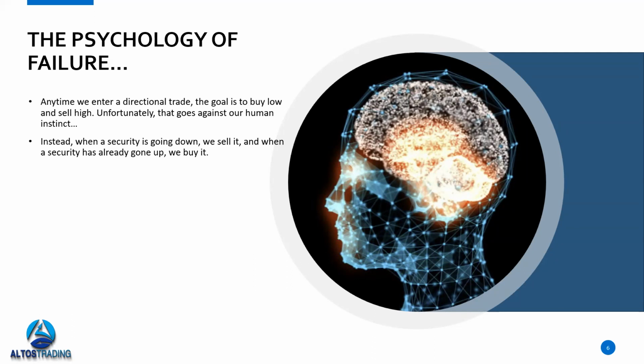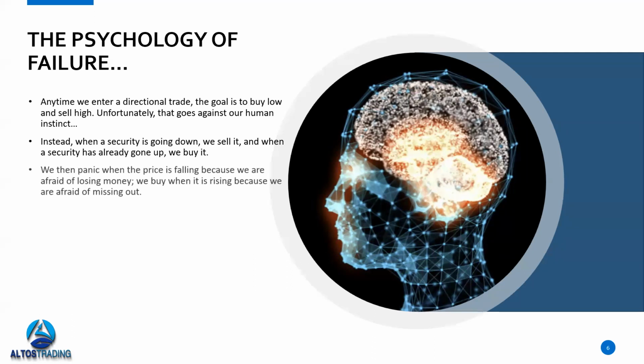And so we're either getting in too late or selling when it's really not appropriate. And so we panic, right? The typical human emotion when price is falling because we're afraid of losing money. We don't obviously want to lose money, even though we know that it's part of the game. It's part of the trading and investing. And then we buy when it's rising because we're afraid of missing out. So it's the fear, FOMO, or fear of missing out mentality.